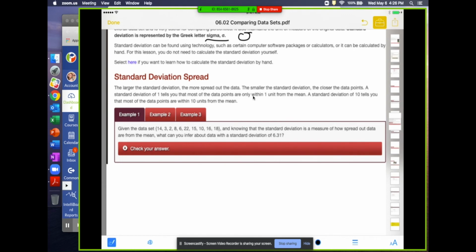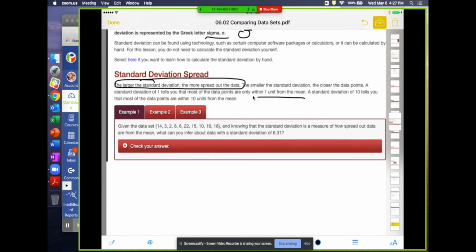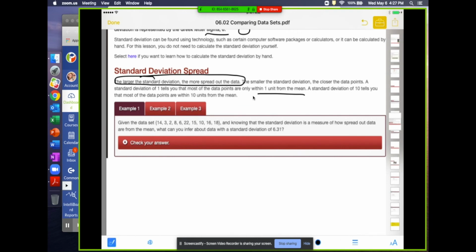The larger the standard deviation, the more spread out the data. The smaller the standard deviation, the closer the data points are. A standard deviation of 1 tells you that most of the data points are only within 1 unit from the mean. A standard deviation of 10 tells you that most of the data points are within 10 units of the mean. So that's what standard deviation tells us.